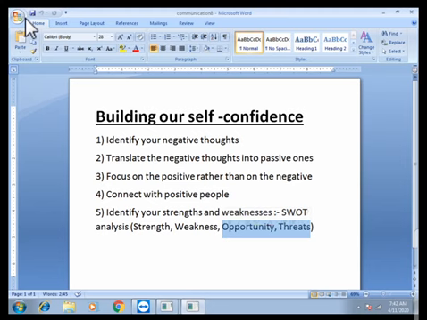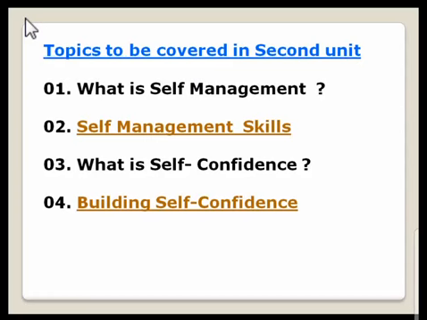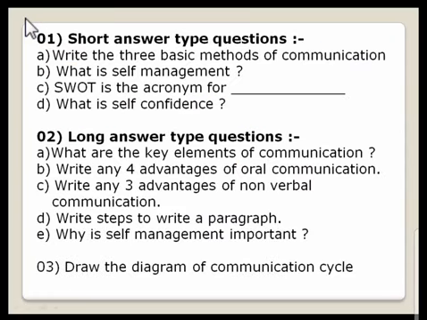Now, already I covered the second unit. Now, there are some questions that you have to do.